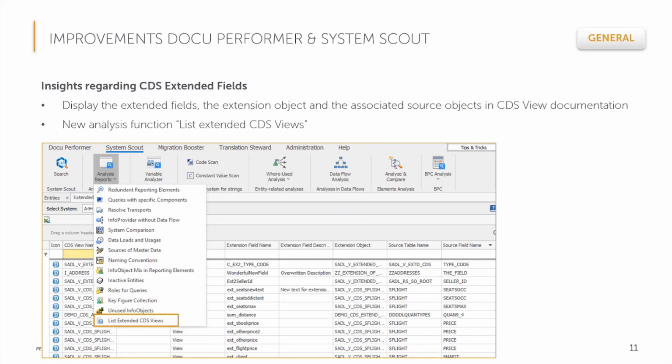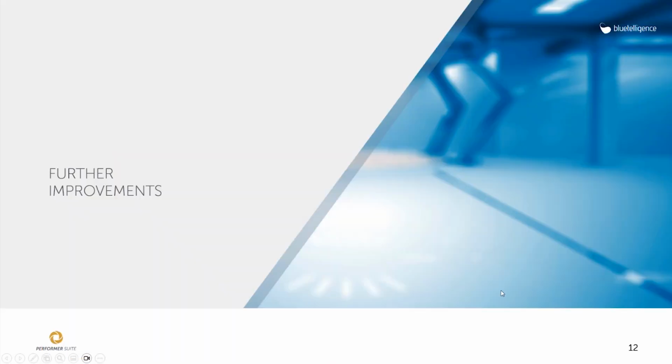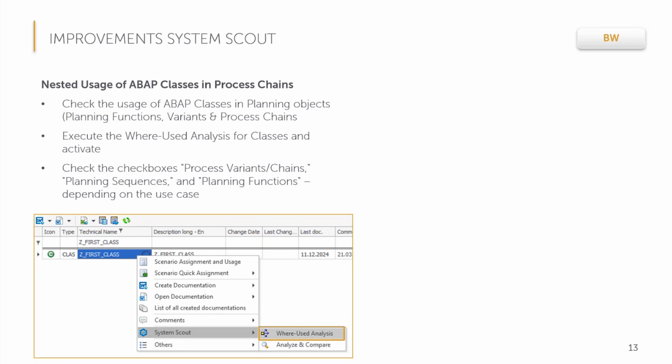All right, so let's move on to a requested feature we implemented. One of our customers uses ABAP classes and planning functions. The planning functions are then used in planning sequences, which are then triggered by process chains. The customer was interested in having an overview of this indirect usage of classes within process chains at a glance. To address this, we extended the where-used analysis for classes.